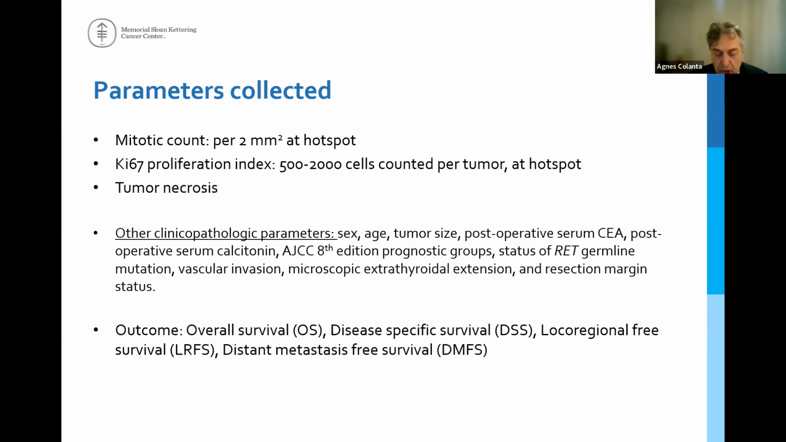We, of course, counted mitosis at hotspots per 2 square millimeters, which is equivalent to 10 high power fields on most microscopes. We did the Ki-67 count the same way it's done in neuroendocrine tumors, with at least 500 cells. We looked for tumor necrosis and a large number of clinicopathologic parameters such as sex, age, tumor size, and of course, stage and status of RET mutation. And as far as prognostic endpoints, we looked at overall, disease-specific, locoregional-free, and distant metastasis-free survival.